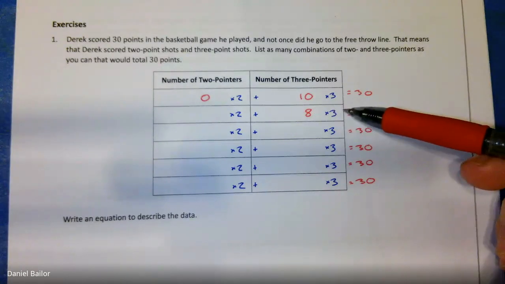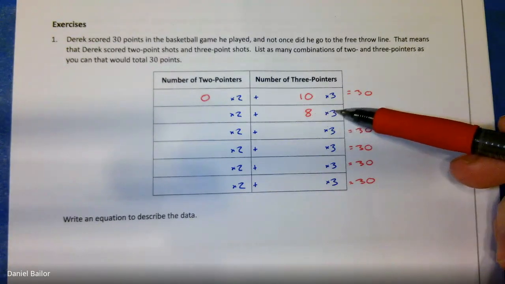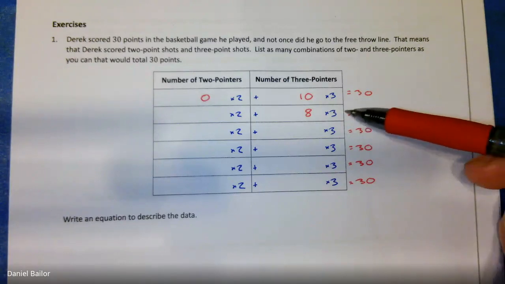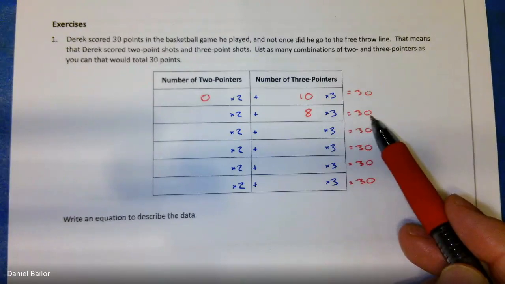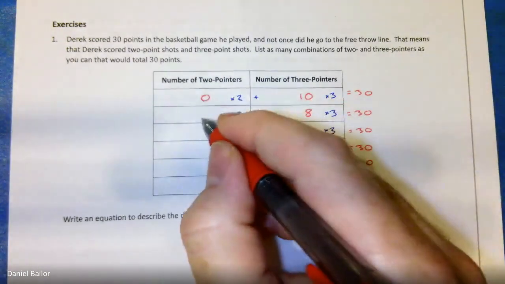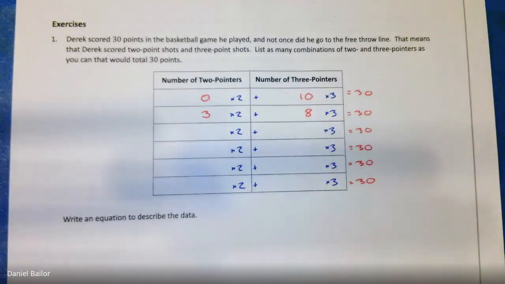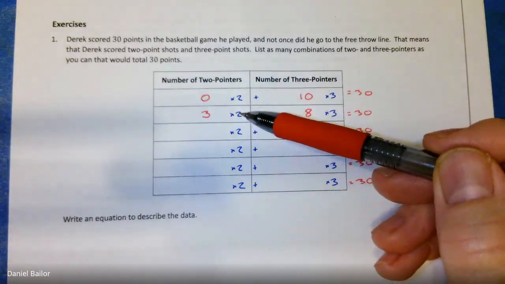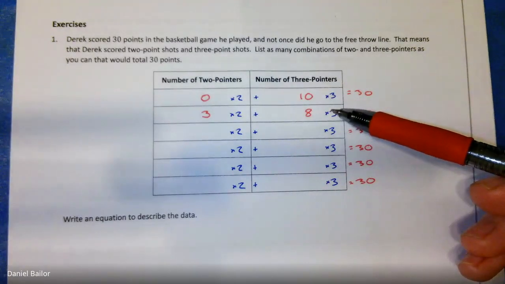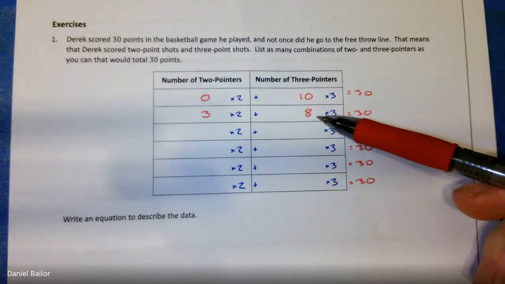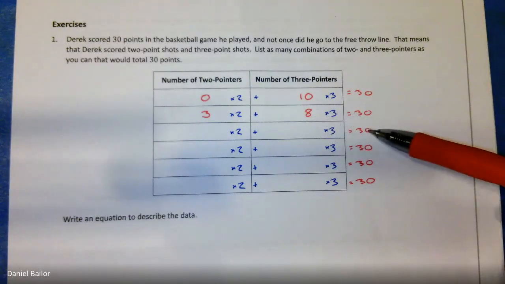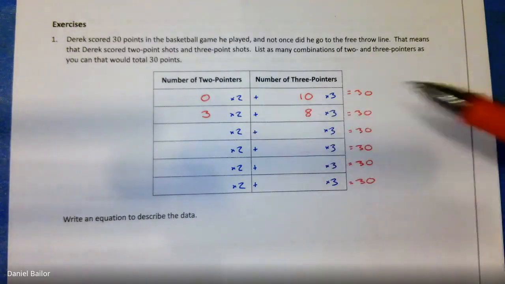8 3-pointers times 3 means 24 points with 3-pointers, which means if he had 24 points with 3s, that gives him 6 points left over, which means 3 2-pointers. Because 3 times 2 is 6, 8 times 3 is 24, 6 and 24 make 30. Again, we cannot do 7 because 7 times 3 is 21, and that leaves 9 left over, and 9 is not even. We need something even.